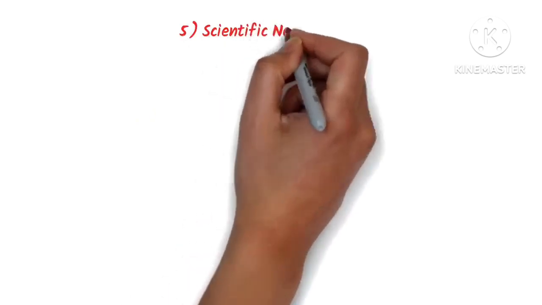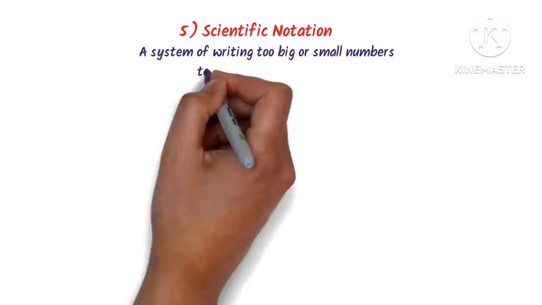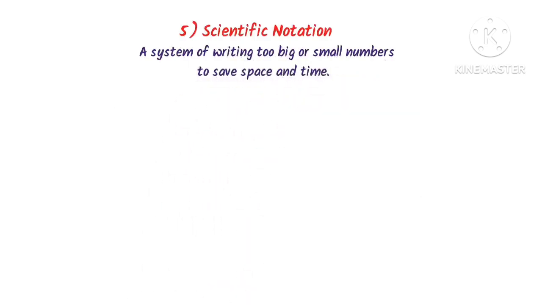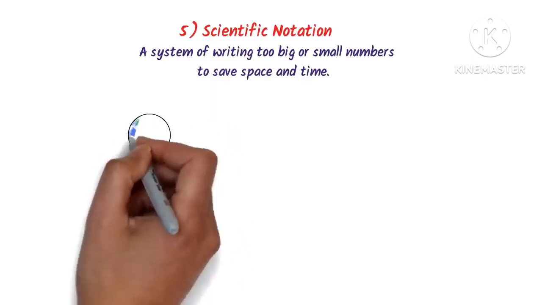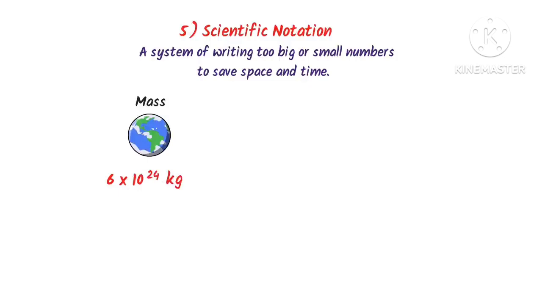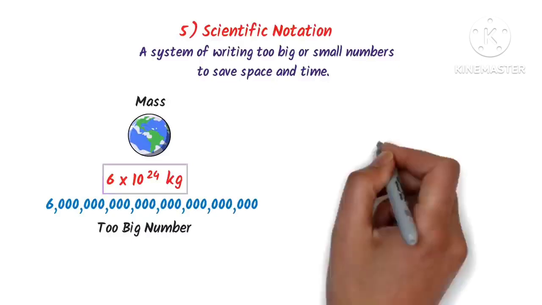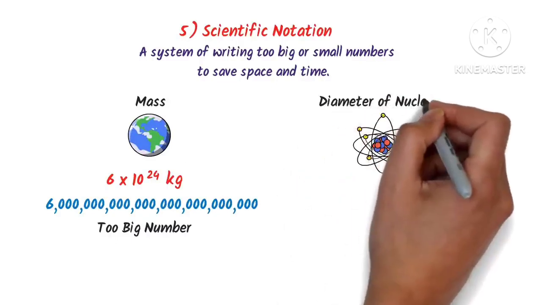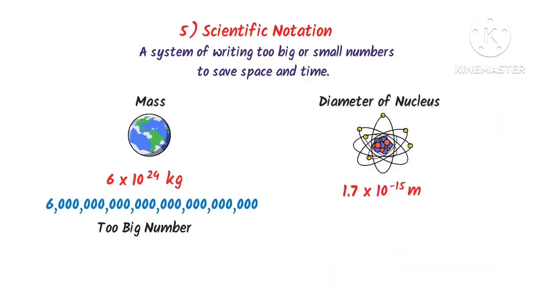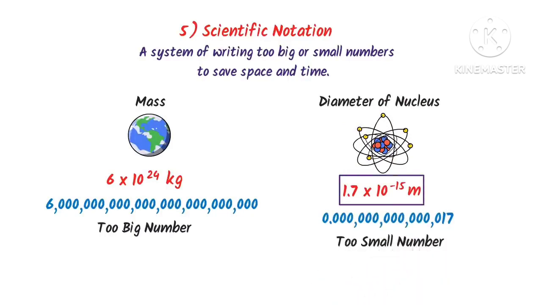The fifth topic is scientific notation. A system of writing too big or too small numbers to save space and time is called scientific notation. For example, roundabout, the mass of the earth is 6 into 10 to the power 24 kg. We can see that it is a very big number, so using scientific notation, we can easily save space and time to write it. Also, the diameter of the nucleus is 1.7 into 10 to the power minus 15 meter. It is a very small number, so using scientific notation, we can easily save space and time to write it.